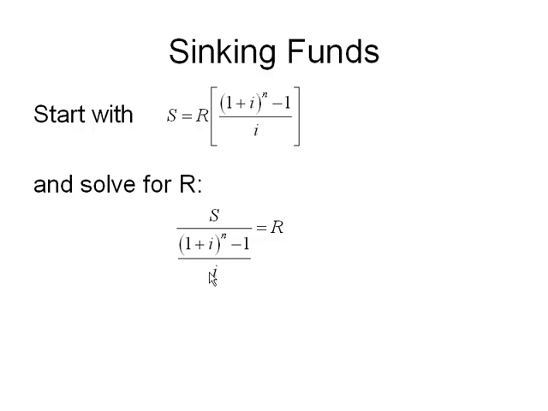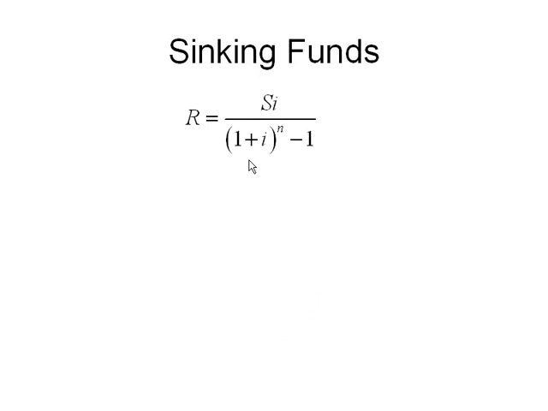So if I want to simplify that, I'd probably want to go ahead and flip and multiply that bottom fraction. When I do that, I get S times I on top, and in the denominator, 1 plus I all to the n minus 1. So if I put in the S that I want to end up with, the interest rate per period and the number of periods, this will tell me the payment I have to make to end up with that.